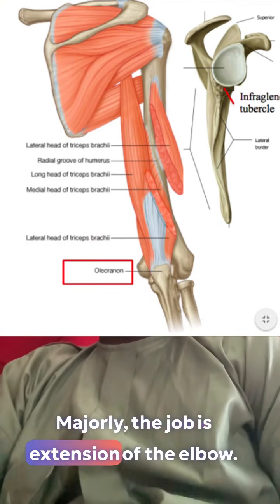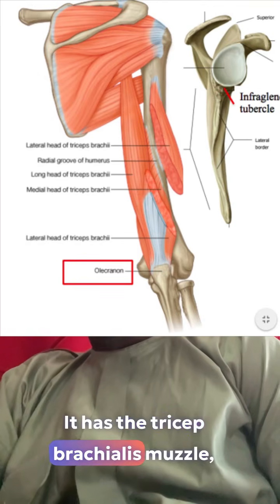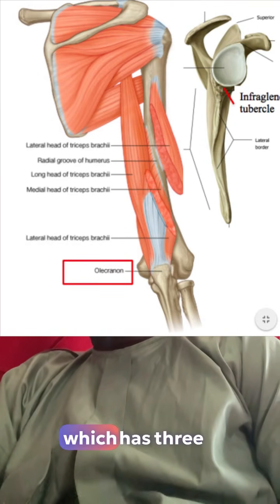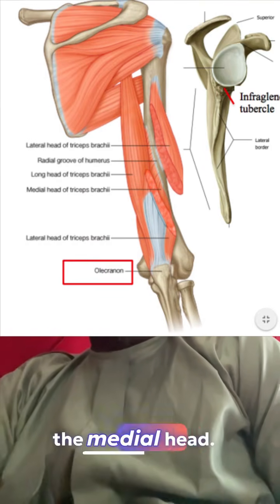Majorly, the job is extension of the elbow. It has the tricep brachii muscle, which has three heads: the long head, the lateral head, and the medial head.